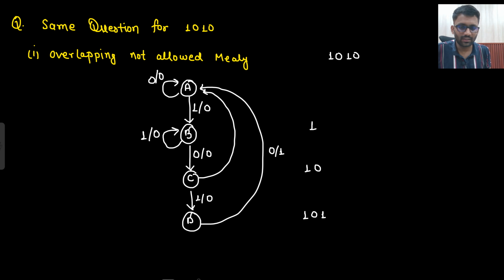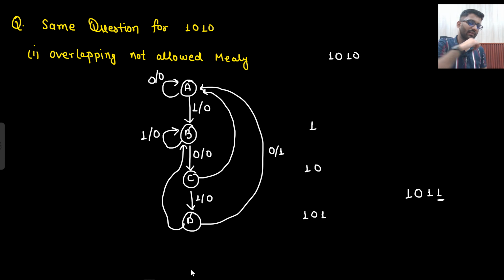Now I am at state D. So if 0 is applied, I know I need to go here. But if 1 is applied, now I will look for the best case. Which is the best case? Let's see, 0 1 1. Do I get 0 1 1? No. Do I get 1 1? No. Do I get a single 1? Yes. So this 1 is of some use, this 1 can be useful for me. So where am I getting? At state B. So from here, I will go here. Are you getting this point?